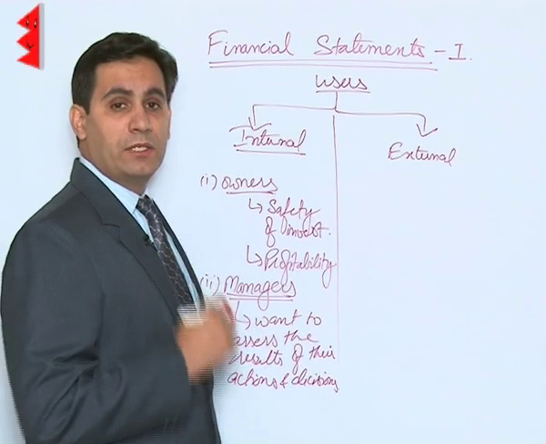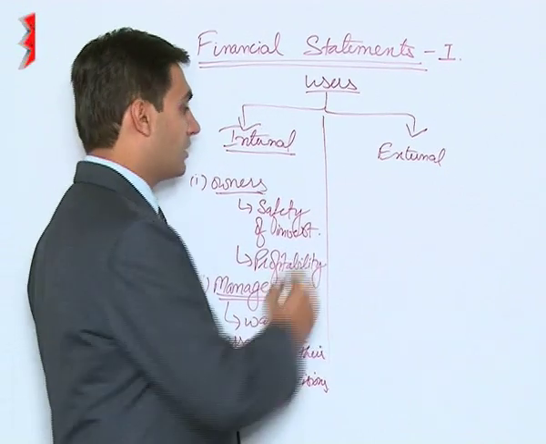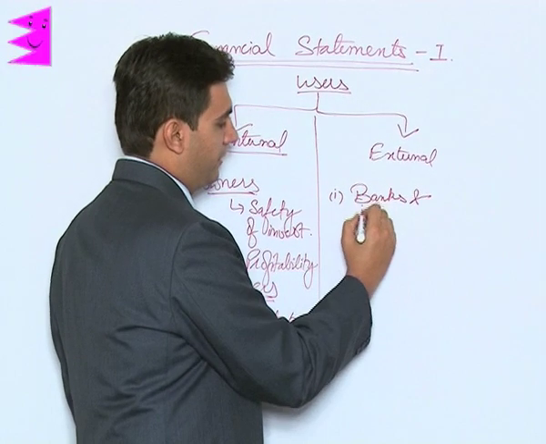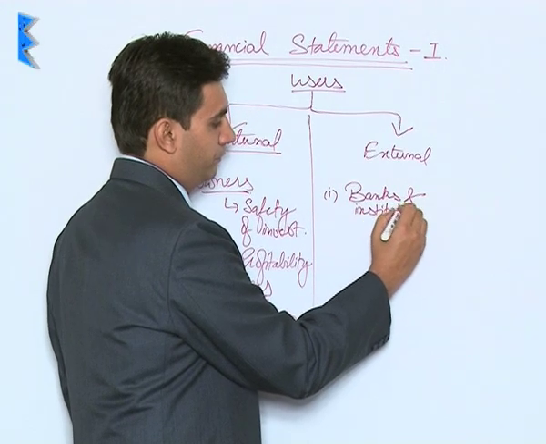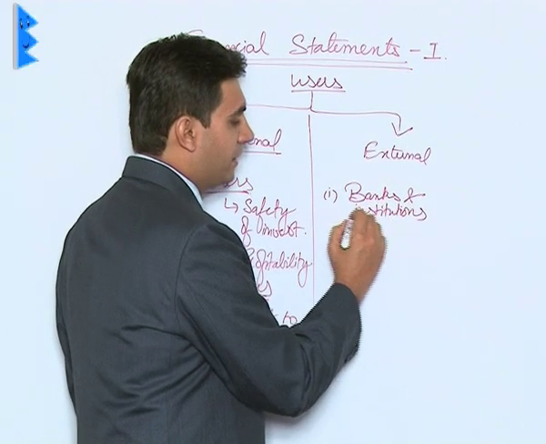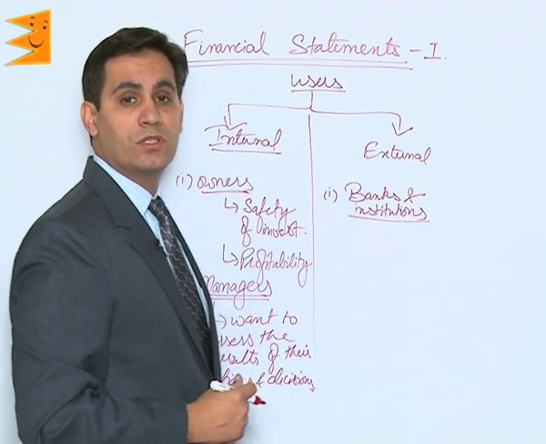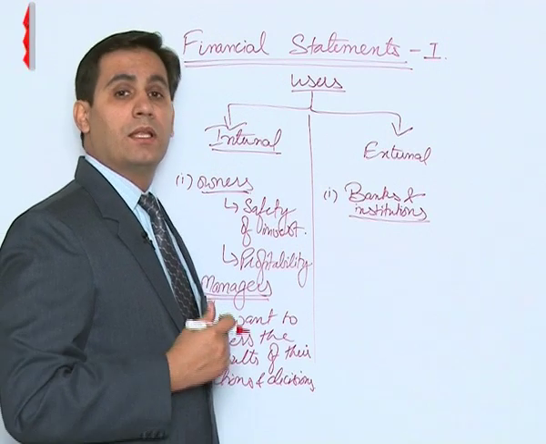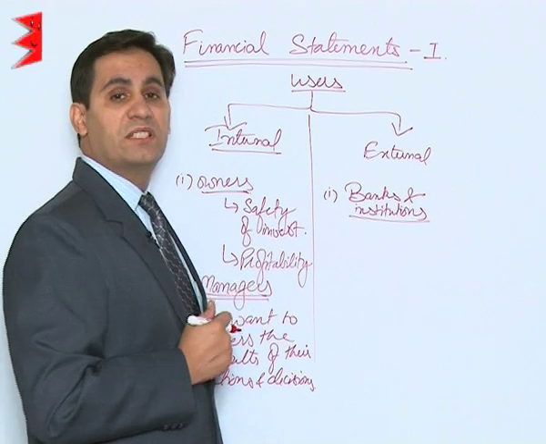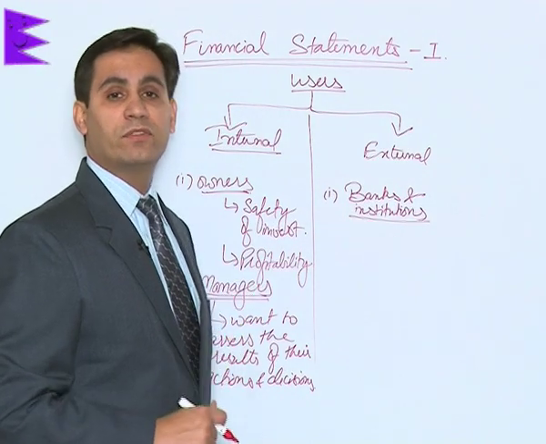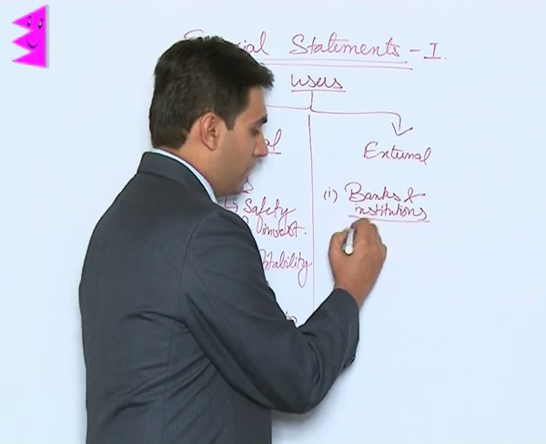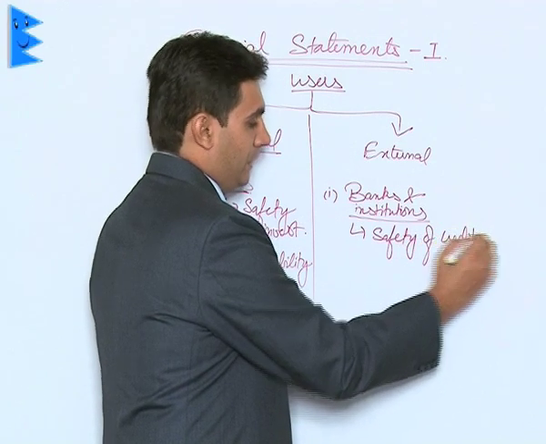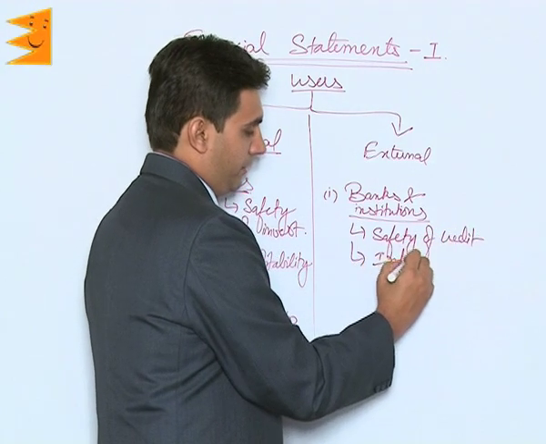Then students, coming to external users. External users can be like banks and institutions. Banks and institutions actually imply those institutions and organizations who lend money. Since they are lending the money to the business, that means they would be concerned about the safety of their investments and the ability of the business to pay interest. So they are concerned about safety of credit and interest.